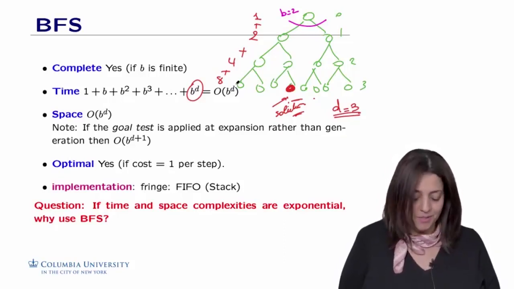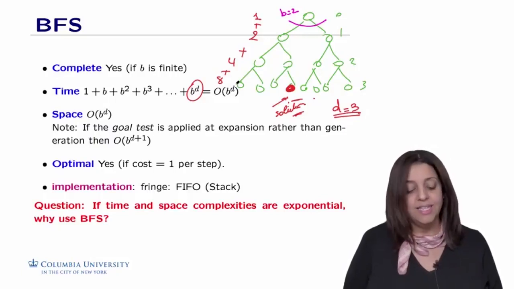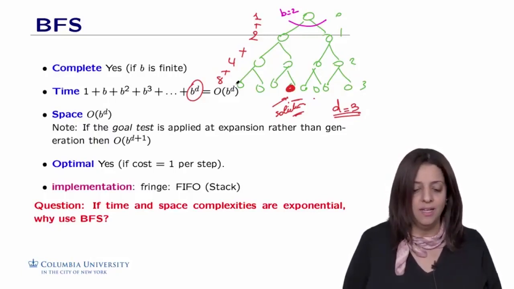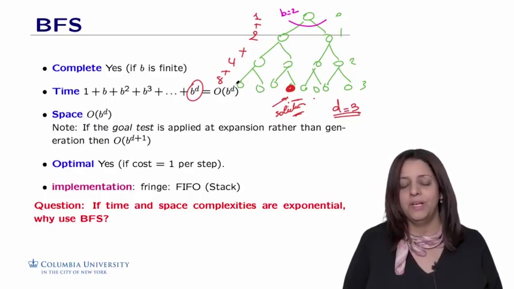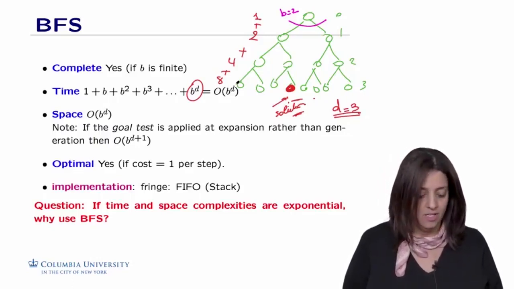So now, is it optimal? Remember, optimality means: does it always find the least cost solution? Yes, it does. If the cost is equal to 1, we are going to pick up the shallowest solution, which will necessarily be the least cost solution.